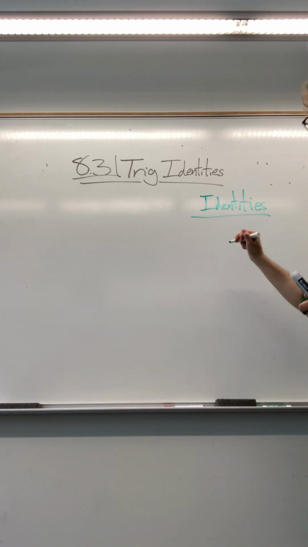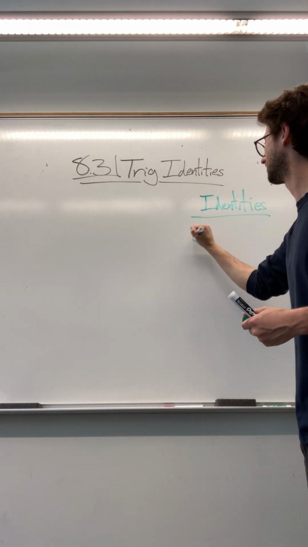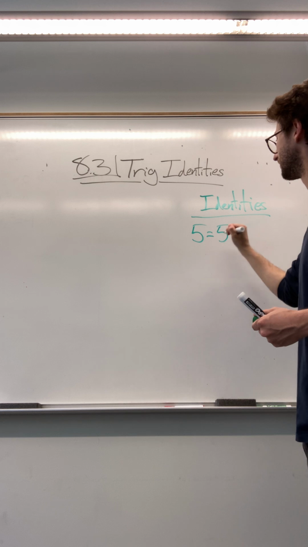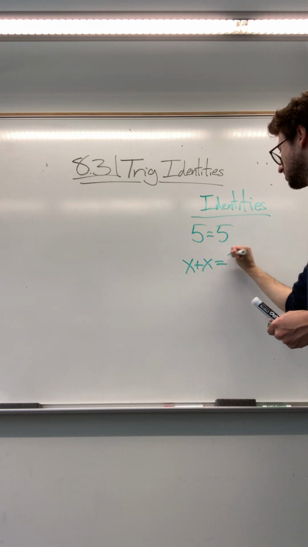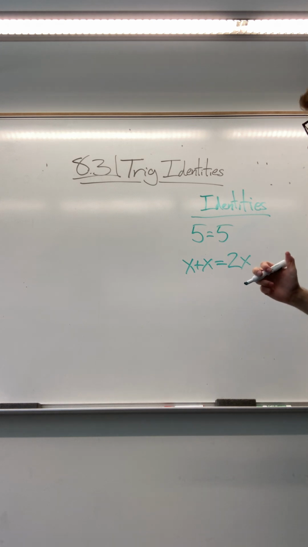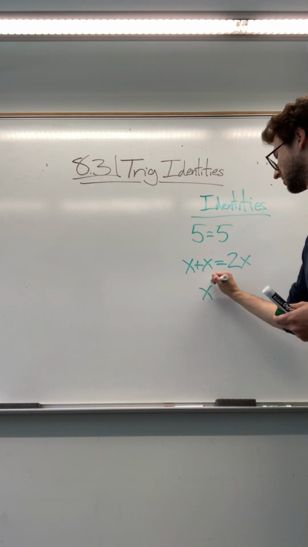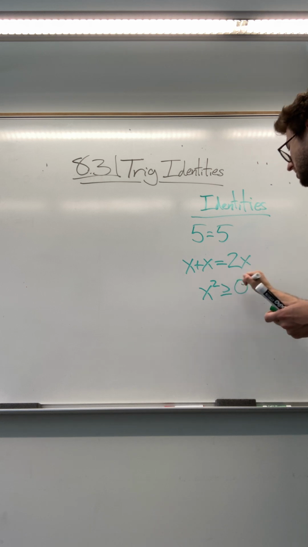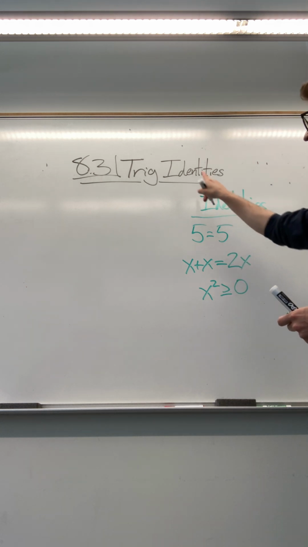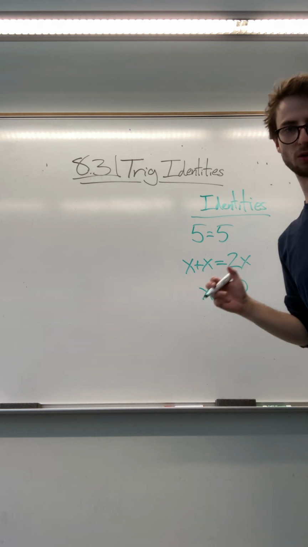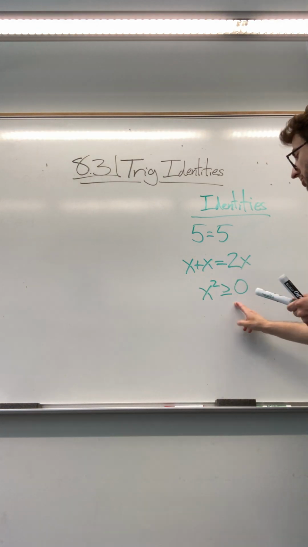Identities. So these are equations that are always true. And there's some low-hanging fruit. There's like 5 equals 5. There's x plus x is always equal to 2x. Maybe things like x squared is greater than or equal to 0. This is a little trickier because it's not an equality. It's an inequality, but it's still true, always true for any x.